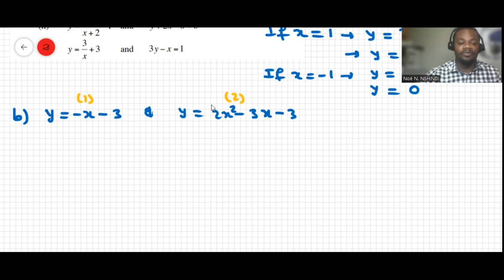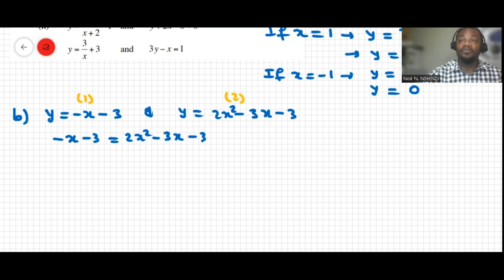So over here we'll make negative x minus 3 equal to 2x squared minus 3x minus 3. So I'll move whatever from the left hand side to the right hand side, I mean from the right hand side to the left hand side. It's going to be 2x squared minus 3x minus 3 plus x plus 3. Because I move this over, it becomes plus x. That also moved over, it becomes a positive 3, equals 0.